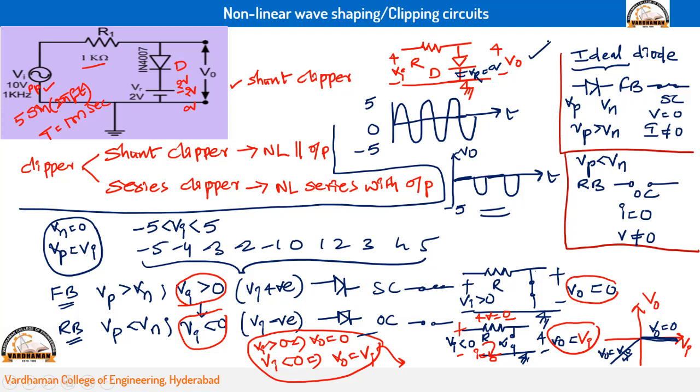Here we can consider the reference voltage as 0. What is happening here? What conclusion can we take? The voltages which are above the reference voltage of 0 volts have been clipped. The voltages which are below the reference voltage of 0 volts have been transmitted to the output. That is what we have to understand.